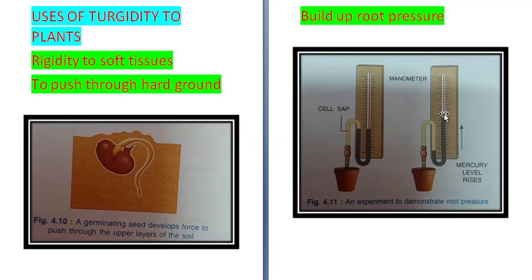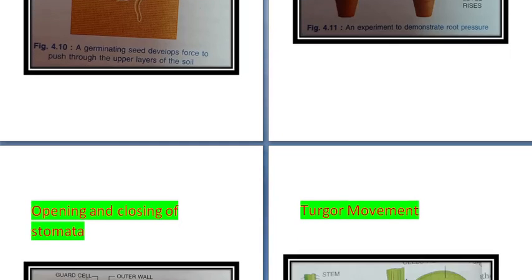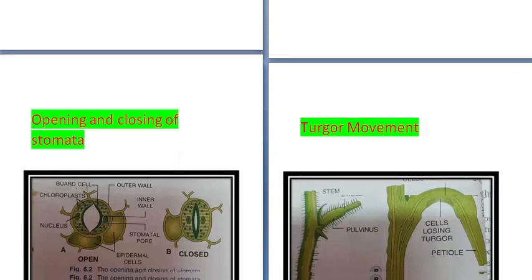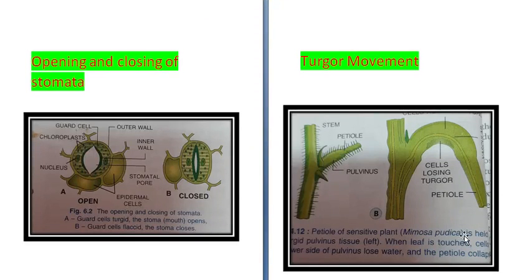So due to root pressure, the cell sap can rise in the tube up to a certain height only. Loss of water through a cut stem is also called bleeding. Next, a use of turgidity in plants is that it helps in opening and closing of stomata.